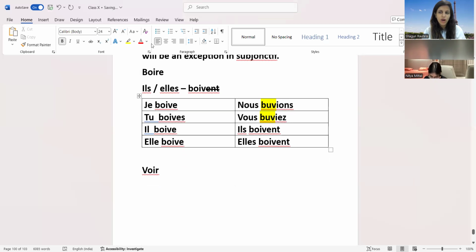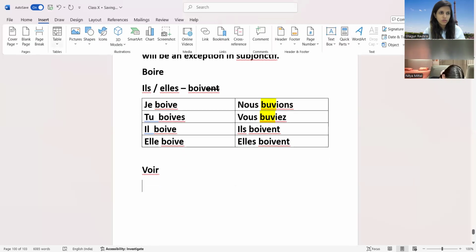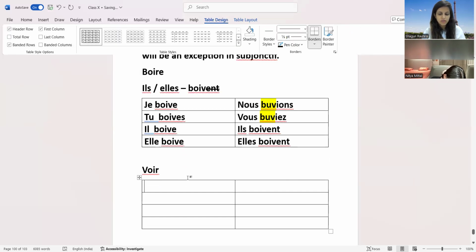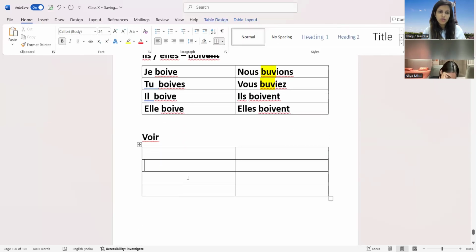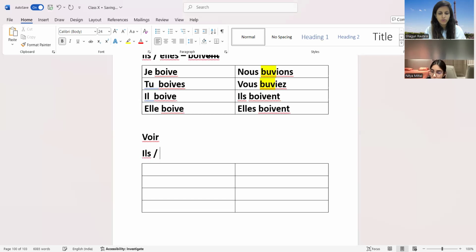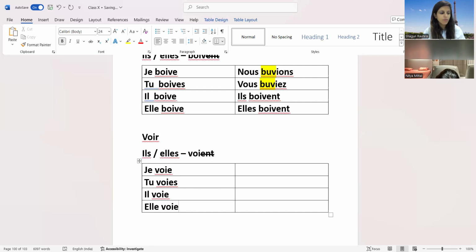Let's see one more verb in a similar way. Voir, do you remember? What is voir? To see. The meaning is correct. What about the conjugation with ils? No, that was vouloir. Voir is VOIENT. So I'm going to cut ENT. I will write the left side the same way: E, ES, E.